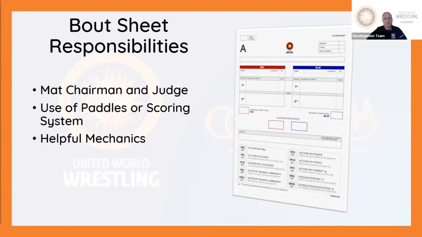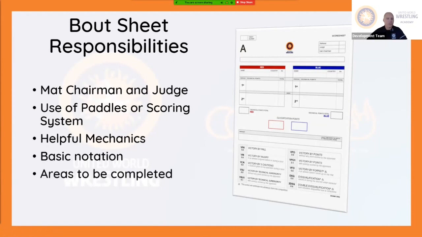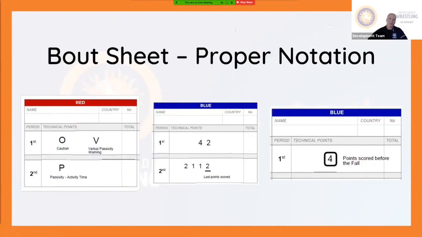The one thing we're also going to take a look at here is basic notation, like what we write on the bout sheet, and also the areas to be completed. So let's take a look at that. The first one here is the proper notation. We can see here for cautions, we use circles. For a verbal warning for passivity in freestyle, we use a V.